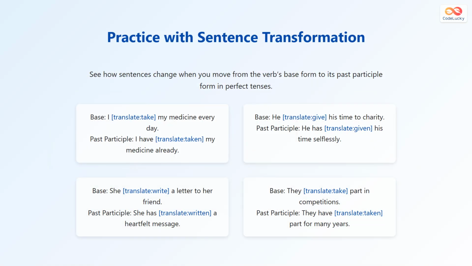Now observe how base forms change into past participles. I take my medicine every day becomes I have taken my medicine already. He gives his time to charity becomes he has given his time selflessly. She writes a letter to her friend becomes she has written a heartfelt message. These examples show how past participles describe completed actions connected to the present.